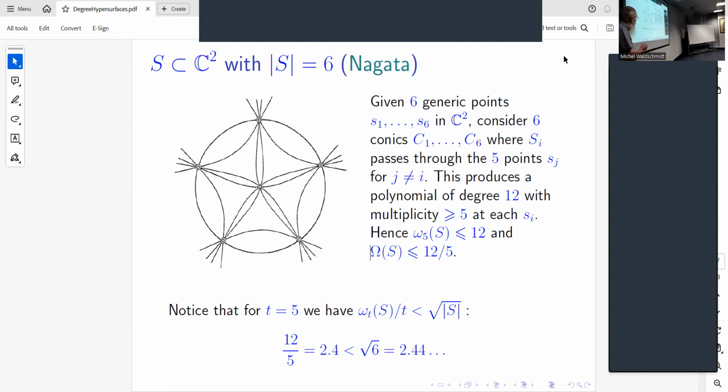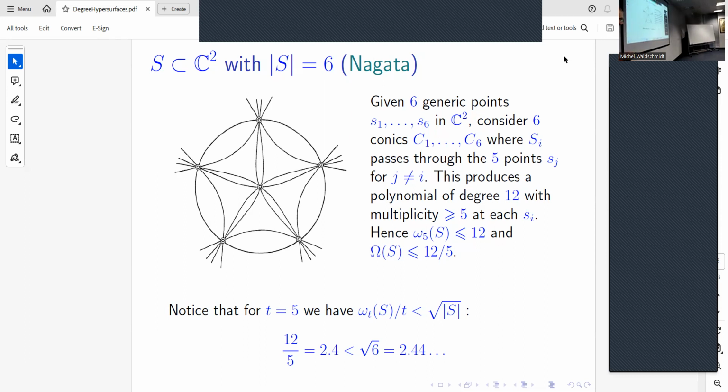But you can do the same for S2 up to S6. So you have 6 conics, and the degree of the product will be 12. And for each point, 5 of them pass through this point. So the multiplicity will be 5. And so this gives omega t over t, which is 12 over 5, which again is less than the square root of 6, where 6 is the number of points. You see, here we have 2.4 and 2.44.